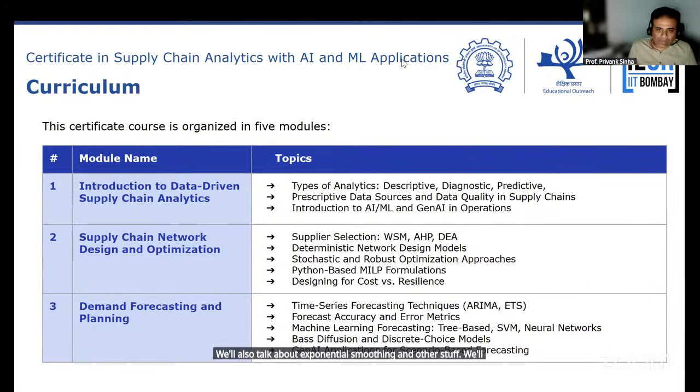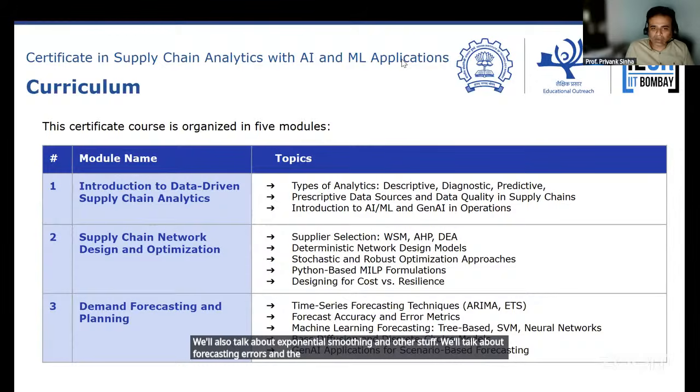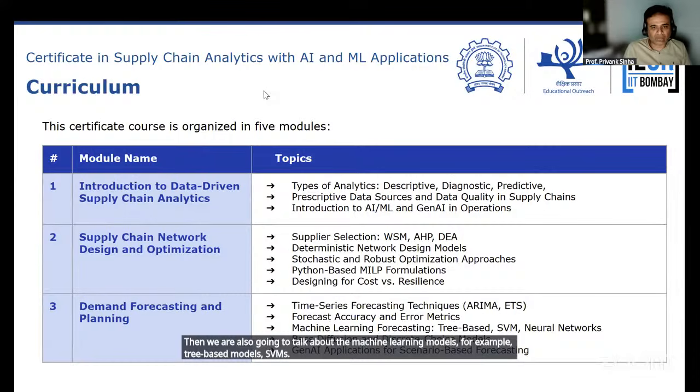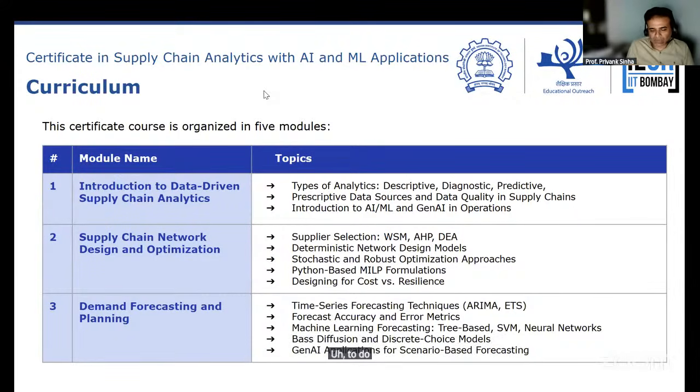We'll talk about forecasting errors and the error metrics, and how we can develop good forecasts in order to minimize them. Then we are also going to talk about machine learning models, for example, tree-based models, SVM, support vector machines, and neural networks, and how they are being used for demand forecasting, especially when so much data is available. So we can essentially train the model and then validate it also. So we have that much amount of data.